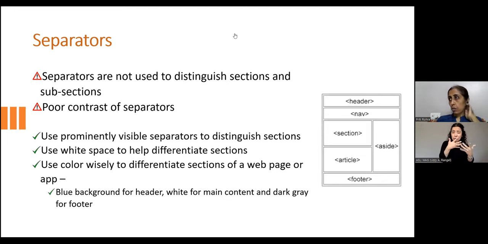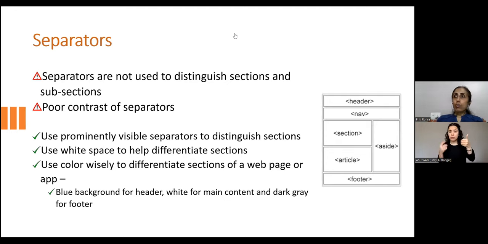Now, it becomes almost difficult for screen magnifier users. It might be okay for a quote-unquote sighted normal user, but in the case of a screen magnifier user, it becomes difficult for them to separate that. What should we do to overcome this? We need to make sure that separators are prominently visible.